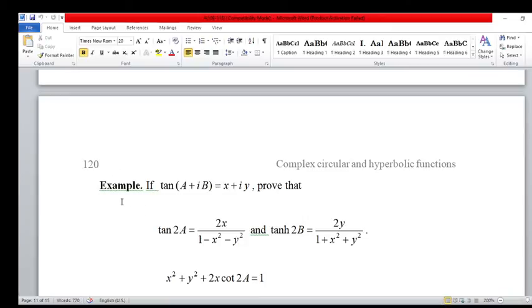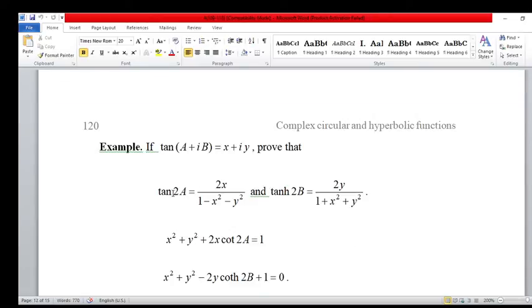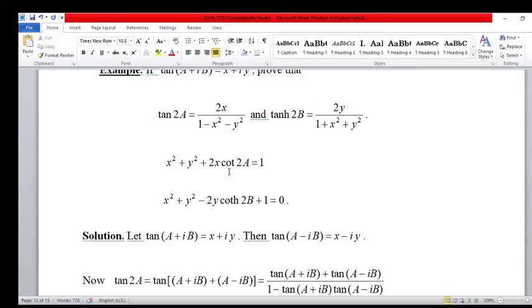Next example, if tan a plus ib is equal to x plus iy complex number, then prove that tan twice a is equal to twice x upon 1 minus x square minus y square. This is the important example. So again underline here, if tan a plus ib is equal to complex number, prove that tan twice a is equal to twice x upon 1 minus x square minus y square, and tan hyperbolic twice b is equal to twice y upon 1 plus x square plus y square.